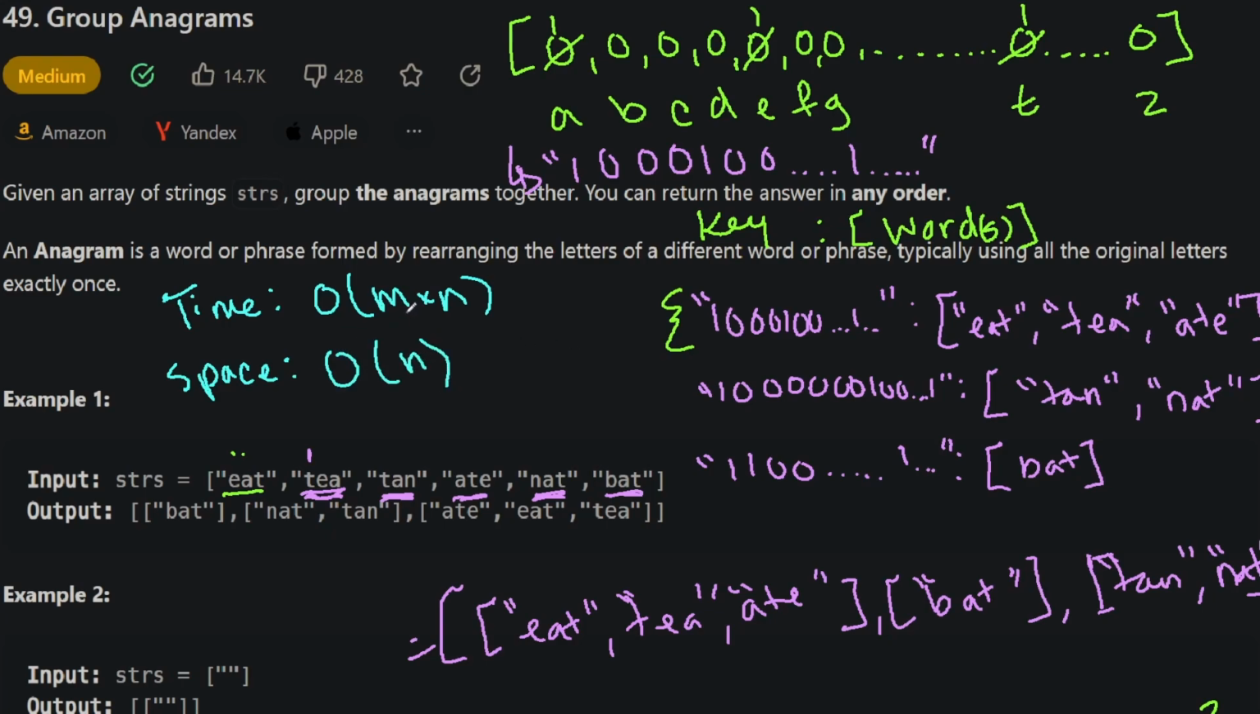For time, it would be O of m times n, and for space would be O of n. M would be the number of how many strings are in this array. So for this case, it's 1, 2, 3, 4, 5, 6. 6 strings times n, where n is the average number of characters in that string. And in this situation, it is 3. So 6 times 3. For a very large array, it could be very big, and all of the words could be like single letters, which would be 1.